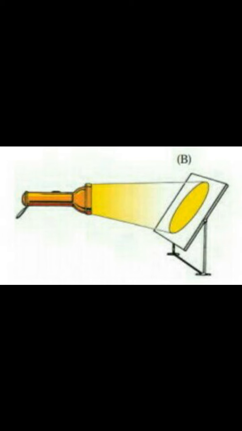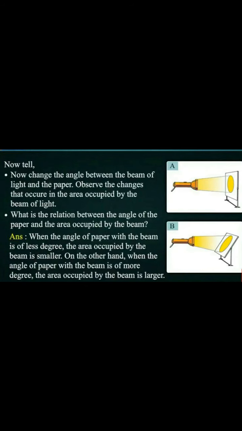Now, on the basis of figure B, you have to change the angle between the beam of light and the paper, and observe these figures. What is the relation between the angle of the paper and the area occupied by the beam? You have to draw the outline on these papers wherever the torch light falls.